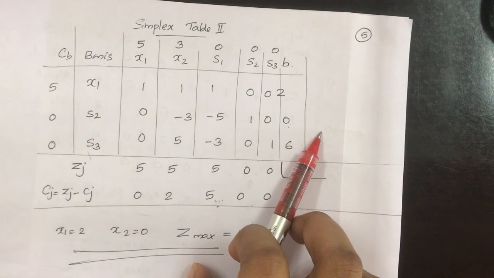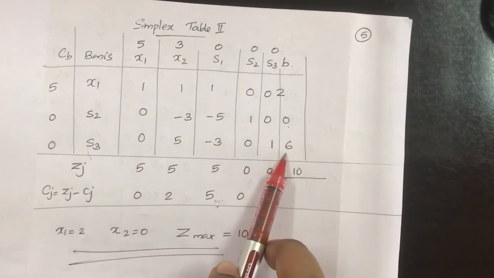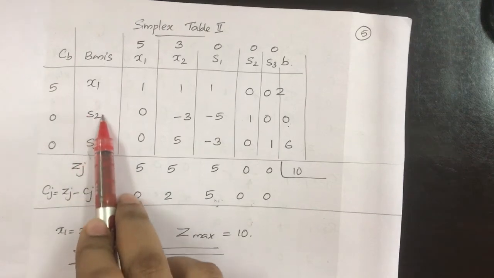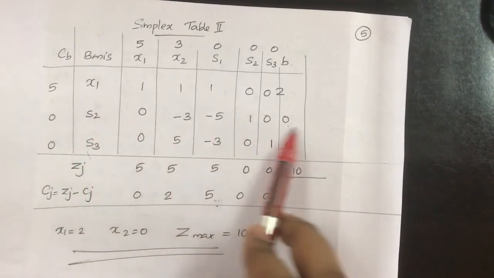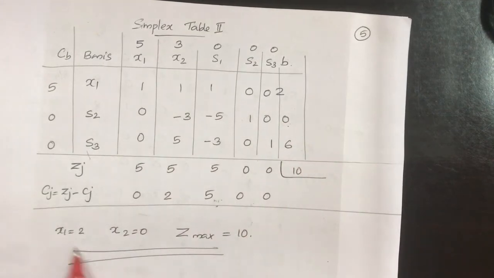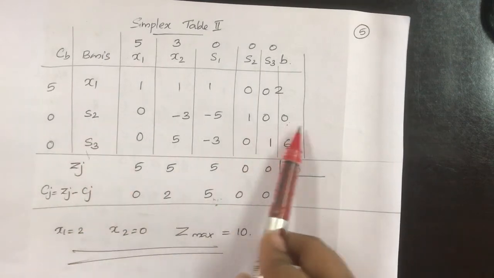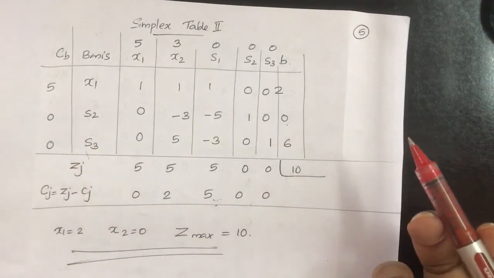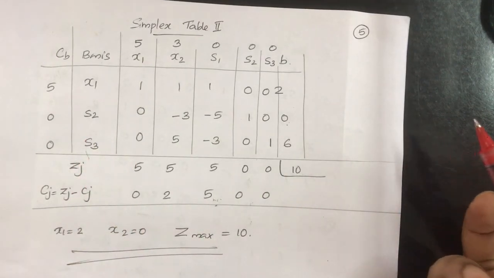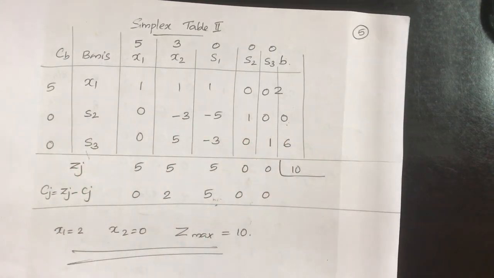Here also there exists degeneracy. x1 equal to 2, s2 equal to 0, s3 equal to 6, which means s2, a basic variable, we get as 0. Since s2 is the slack variable, it will not affect our optimal solution. So, if a tie occurs in the minimum ratio, in the next iteration we can always expect a degeneracy situation. Here also we get the degeneracy, S2 equal to 0.